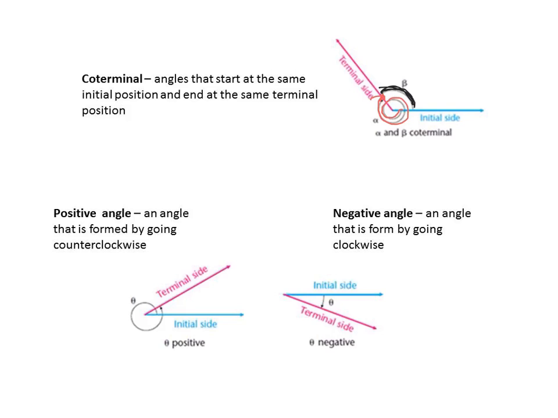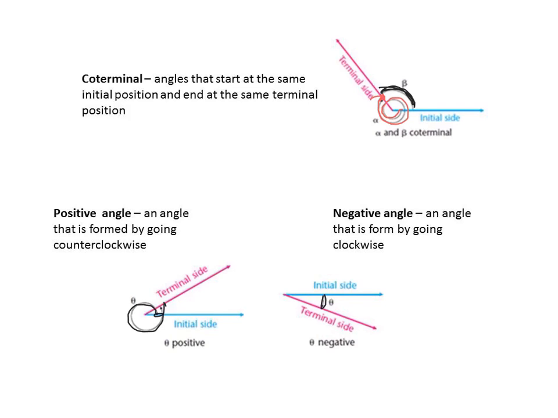Okay, a positive angle is an angle that is formed by going counterclockwise. So notice this one here. We're starting at our initial side and we're going counterclockwise. The next one is a negative angle, and a negative angle just means that you start at your initial side and now you're going clockwise.